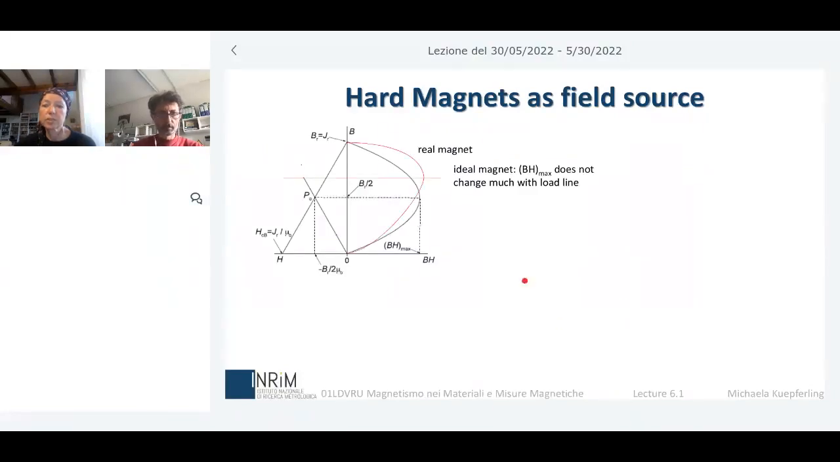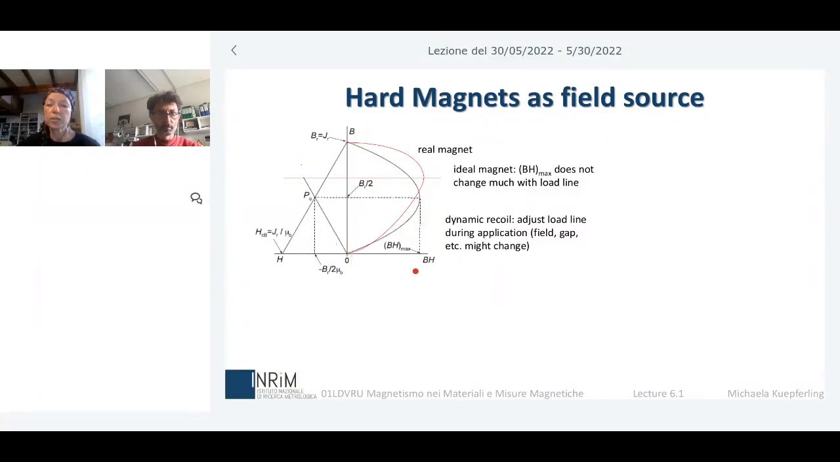So let's give a look just before that, because if you go to a real magnet, then you might not have this perfect straight line. You will have a curve that is slightly distorted. And in this case, also your BH curve will be slightly distorted, and you will not be exactly at B1/2 with BH max. But the point is that with your load line, you would like always to work in the point where you have BH max. So you would like to have that your load line crosses exactly here in each situation.